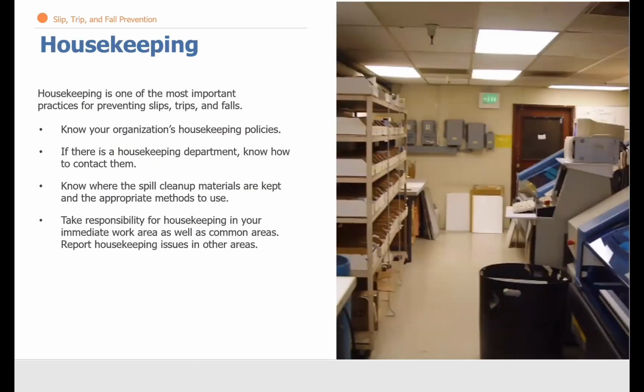For housekeeping, it is one of the most important practices for preventing slips, trips, and falls. Our housekeeping team here at the Doubletree is amazing because they have great usage of wet floor signs. They have their own chemical closet that they keep very clean and dry back there. And anytime that there's a spill, they're always quick with a towel to wipe it up.